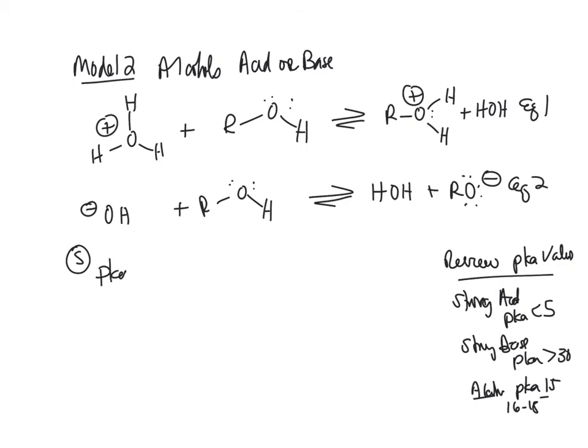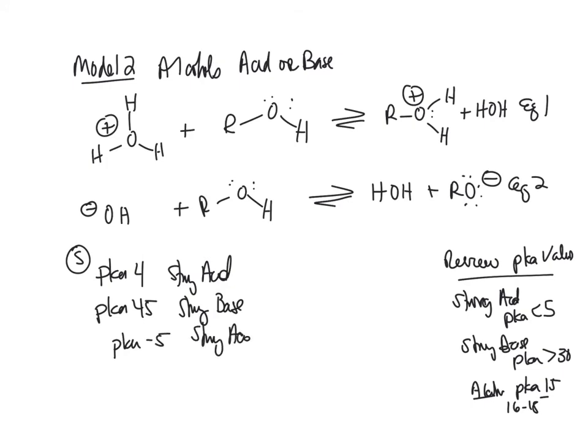For each of the following pKa values, determine if the compound would be a strong acid, strong base, or neither. So pKa of 4, strong acid. pKa 45, strong base. pKa -5, these are your inorganic acids, strong acid. pKa of 20. Did you write neither? Yes, neither.